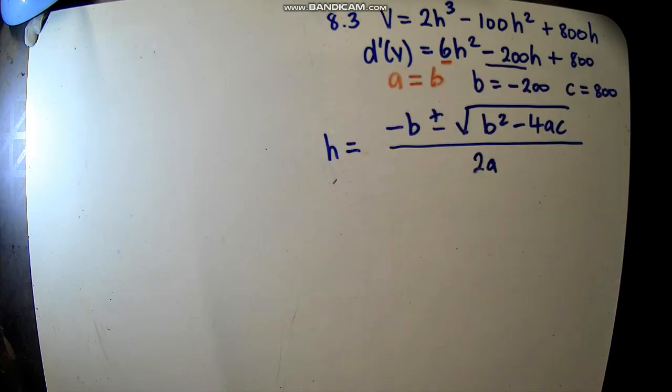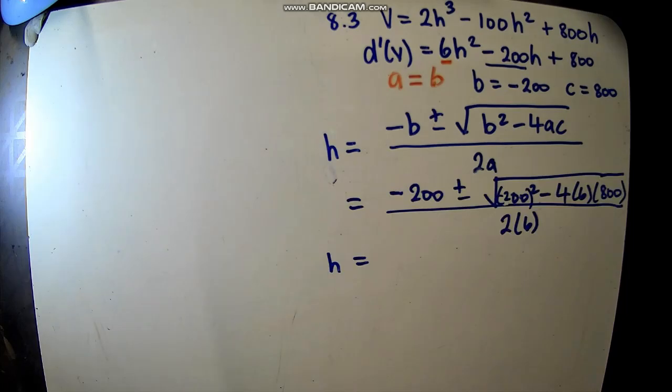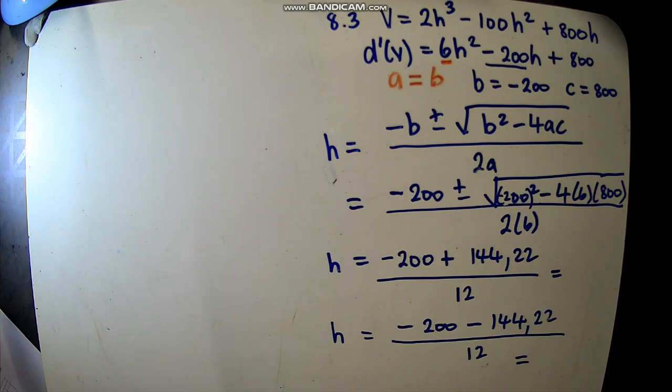Trying to factorize that, we can't. So then we have to use the quadratic formula. Our a value is 6, our b value is minus 200, and our c value is 800. We will then substitute that into the quadratic formula as it stands. So substitute that and try and get the correct answer. So substituting in, that's what we have. Okay, simplifying it, we got the two values of h.